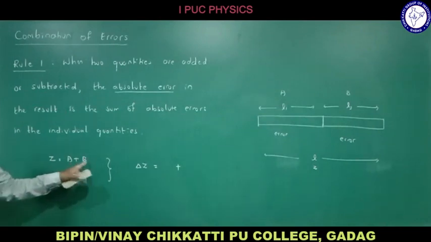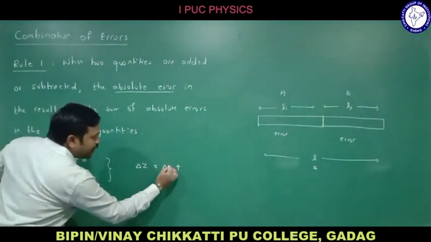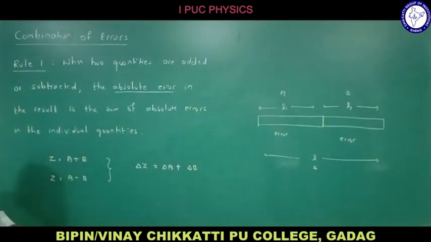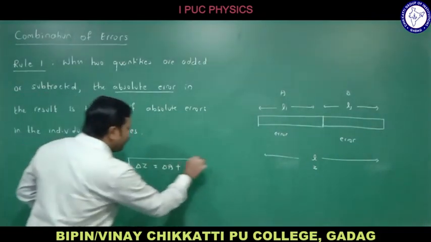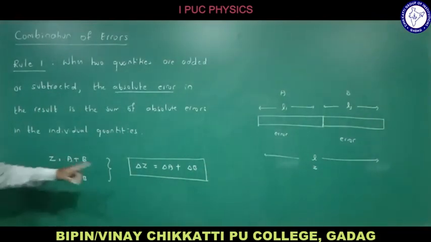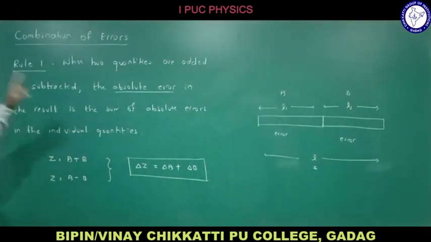So what are the individual quantities? A and B. What is the absolute error in A? Let me take it as delta A. What is the absolute error in B? That is delta B. Do you understand? So delta Z equals delta A plus delta B. We need to add the absolute errors. If you add the absolute errors, we get the error in the final result. So this is rule number 1.